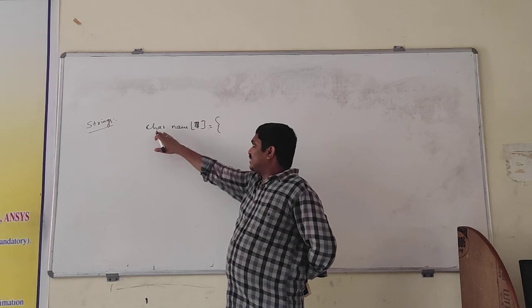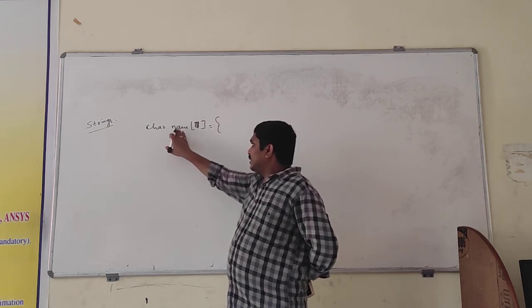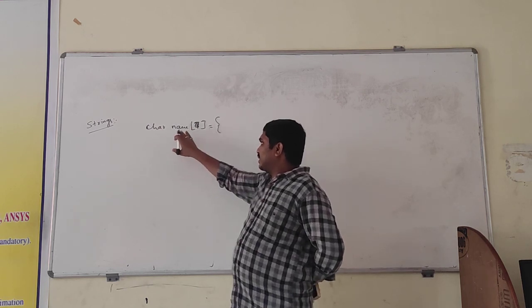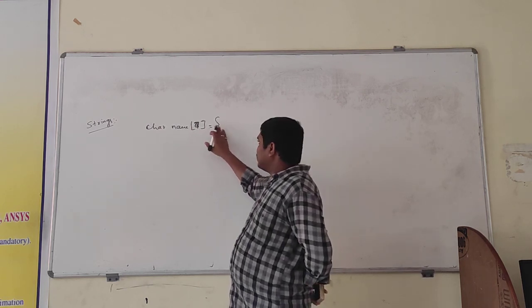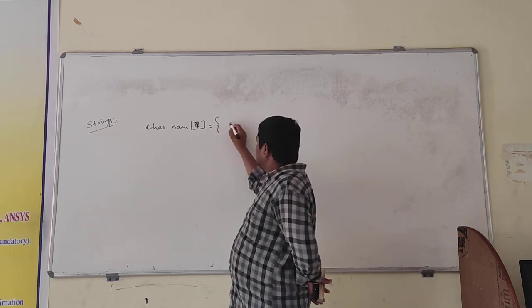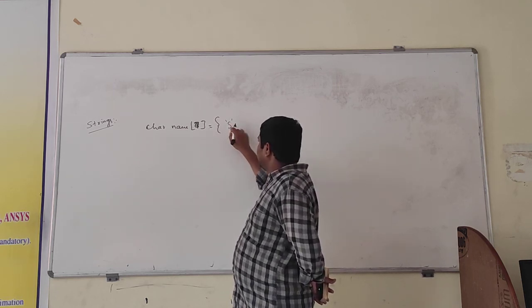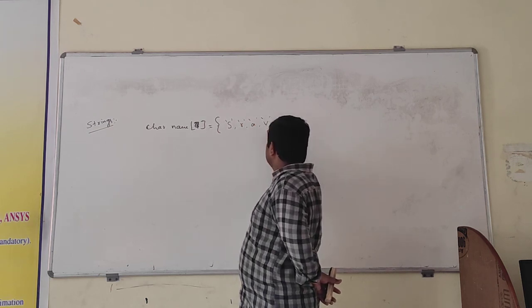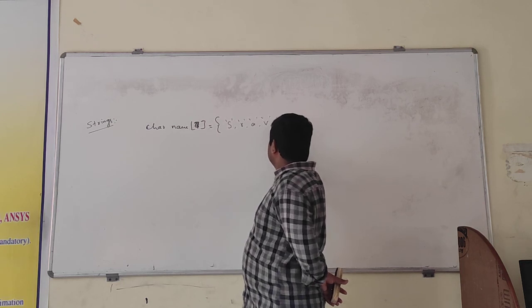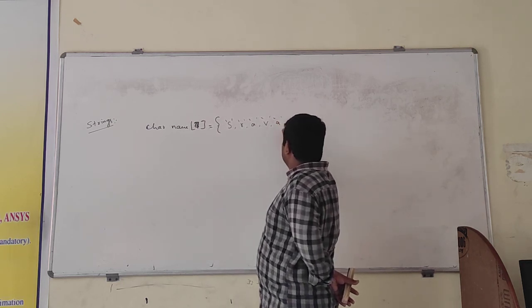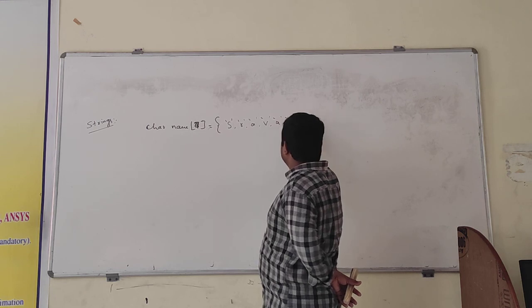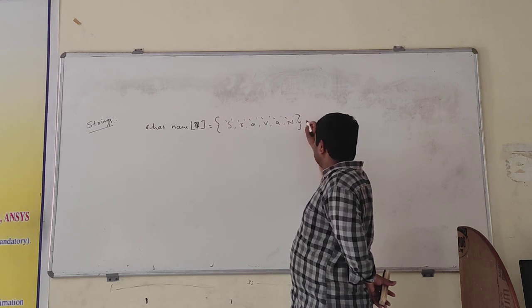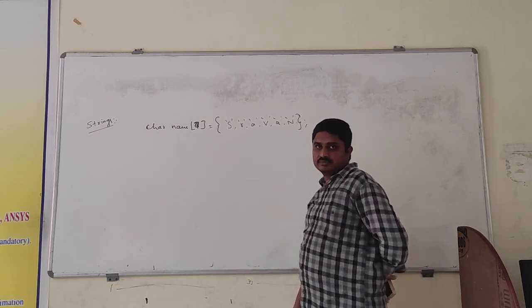Here, char name[7], I am taking name as an array of character data type of length 7. If I want to assign characters, all the characters must be enclosed within single quotes. This is one way.